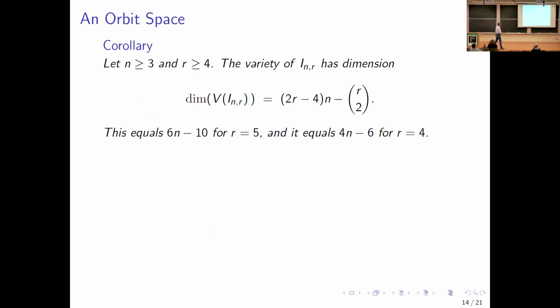Okay. Well, let's first of all maybe talk about the variety that walks in the door, right? First of all, what's the dimension? So let me assume that n is at least 3 and r is at least 4. Then the dimension of my new variety, this is now after I mod it out by these conformal, by these additive symmetries, is 2r minus 4 times n minus r choose 2. So for example, if r is 5, this is 6n minus 10. And if r is 4, that's 4n minus 6.